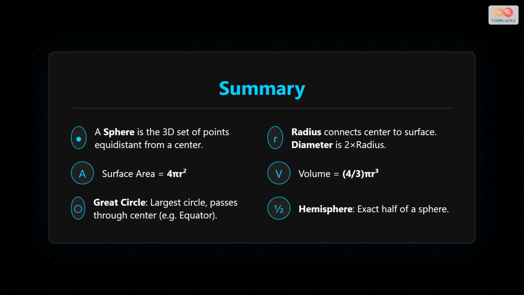Let's recap what we learned. A sphere is a 3D object defined by a center point and a radius. Its surface area is 4 pi r squared, and its volume is 4/3 pi r cubed. Remember terms like great circle and hemisphere, as they are fundamental to understanding spherical geometry.